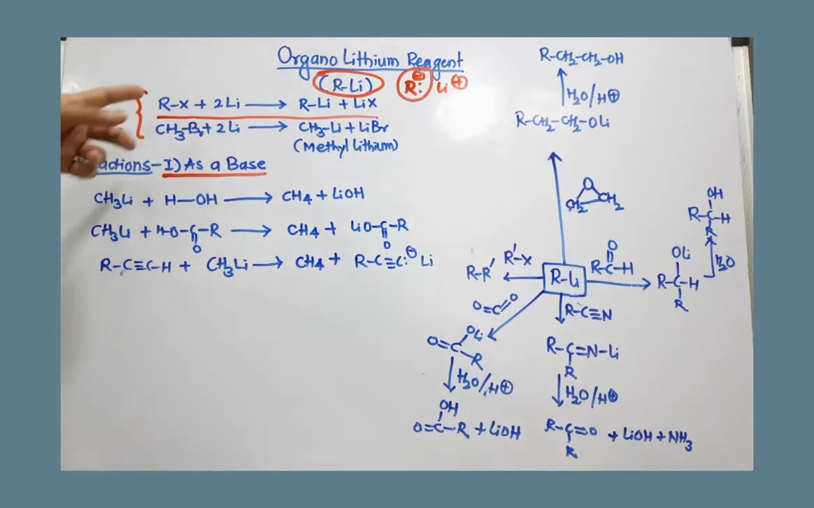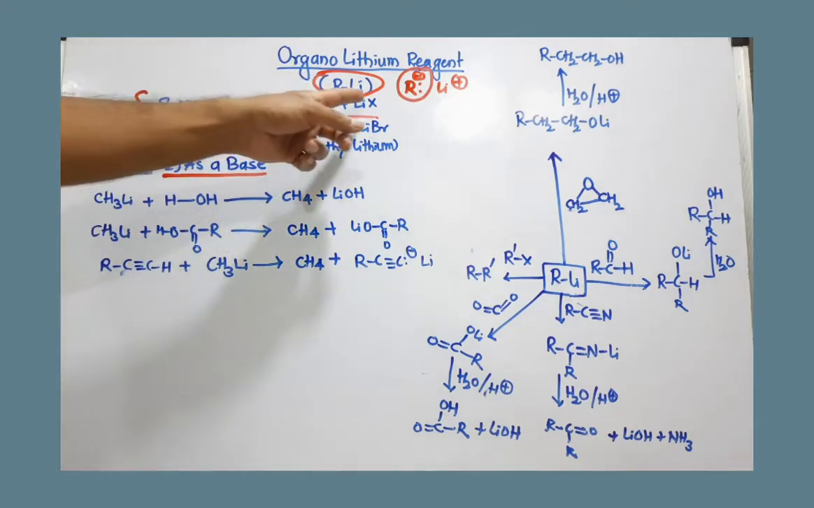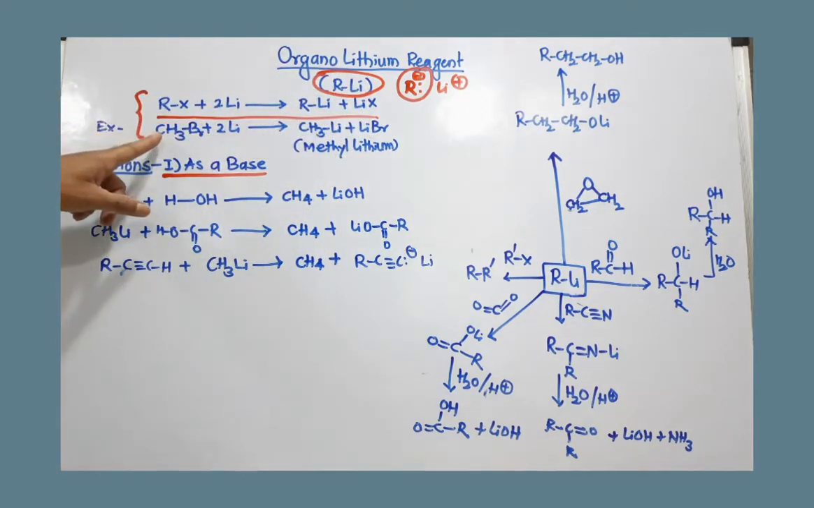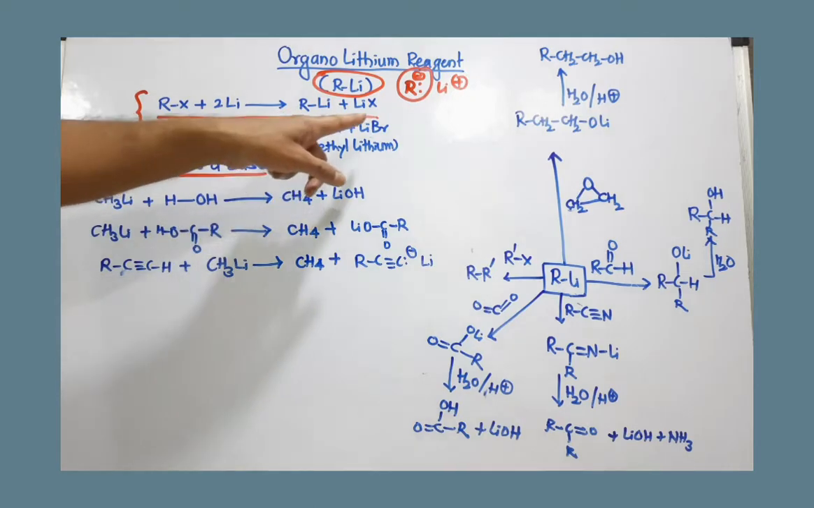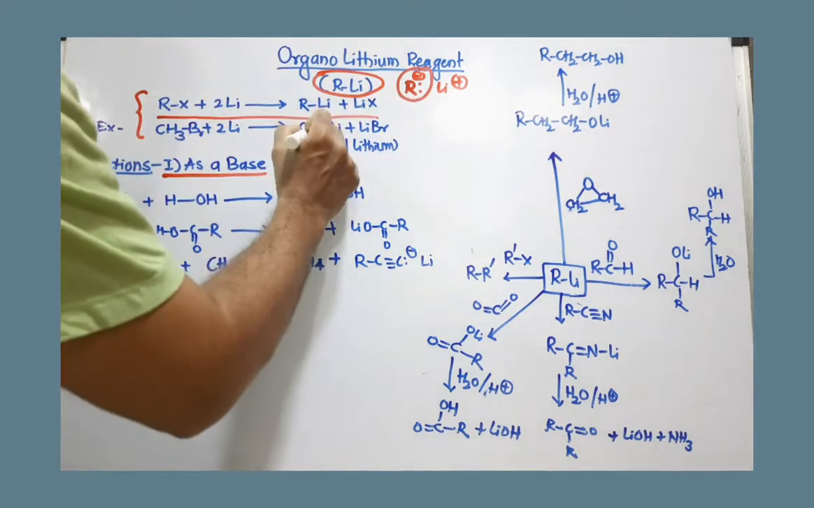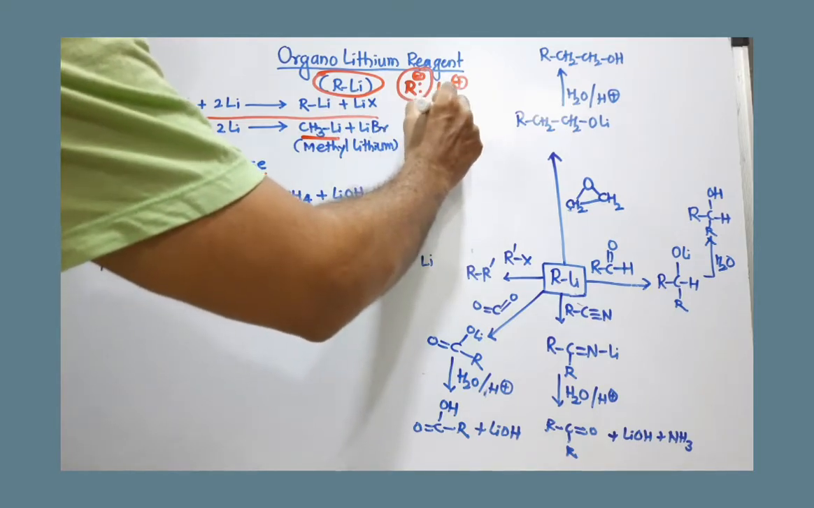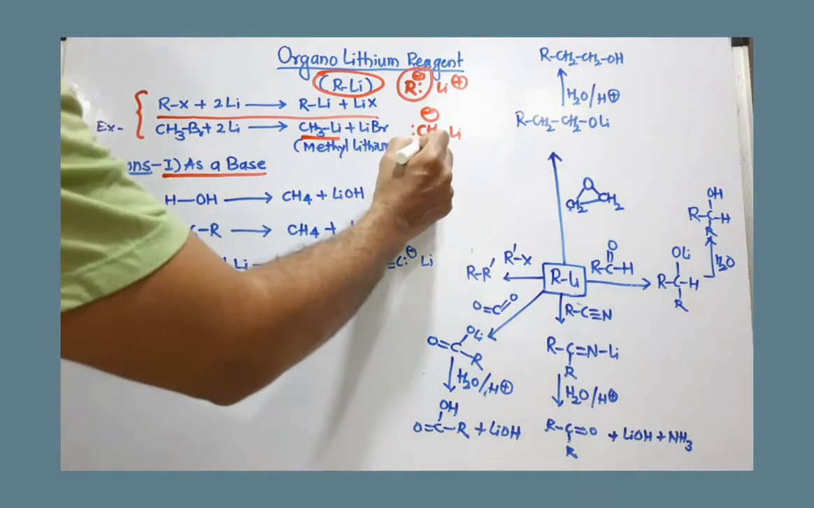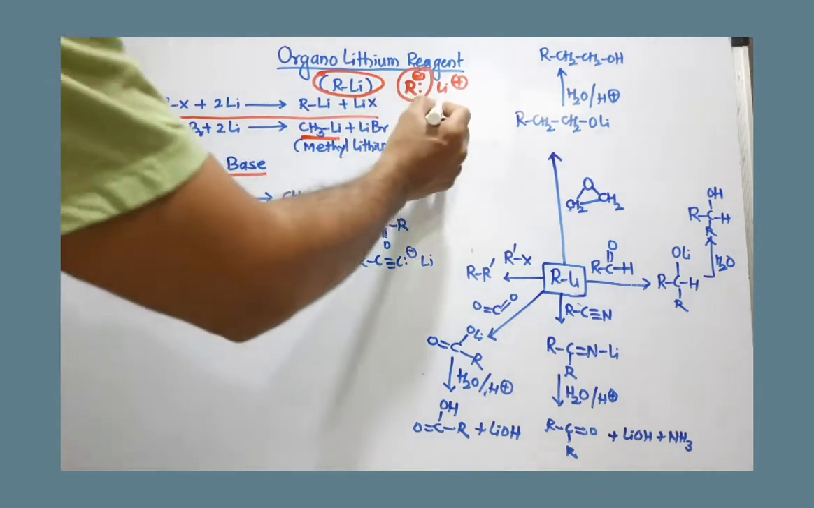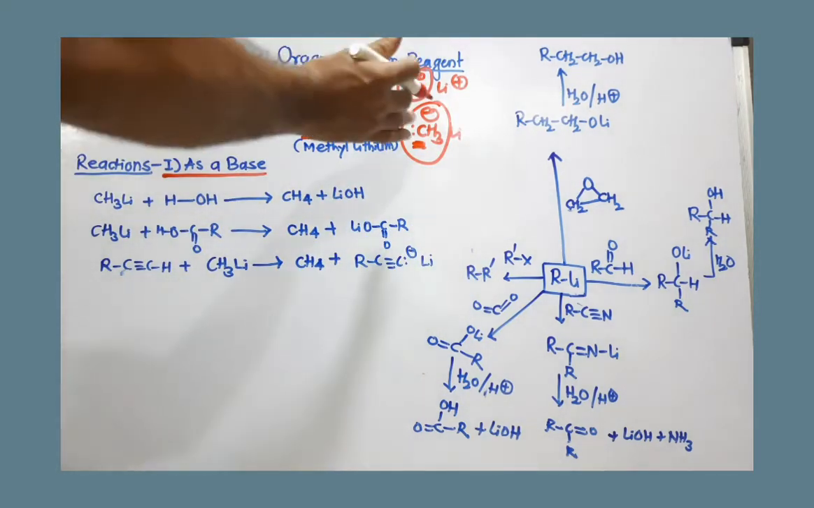It is very simple. You take alkyl halide and add lithium. You will get alkyl lithium, and this is the byproduct. So here I have given one example. If you take methyl bromide and you add lithium, you get methyl lithium and LiBr, lithium bromide. So this methyl lithium has a structure like this. This is the methyl lithium. You can see here, this is a carbanion. So you are actually preparing a carbanion.